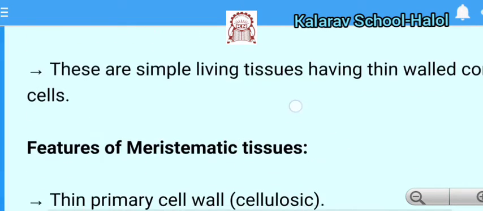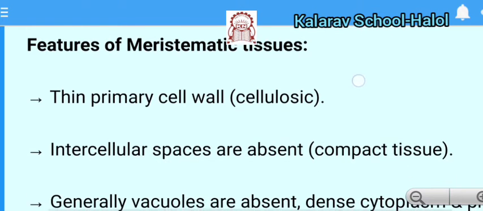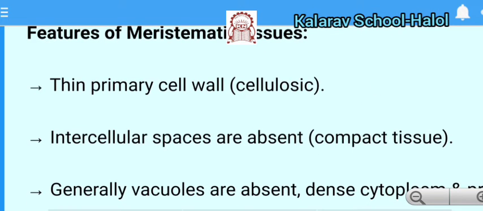So here are the features of meristematic tissue. Number one, they have thin primary cell wall, that is cellulose or cellulosic. They are compact tissue, which means they have no space between them. So intercellular spaces are absent.